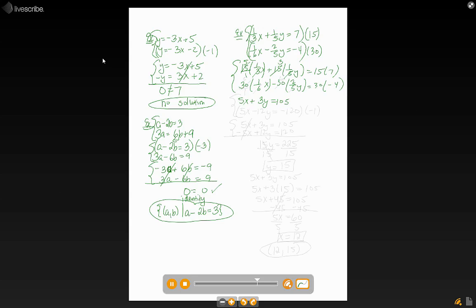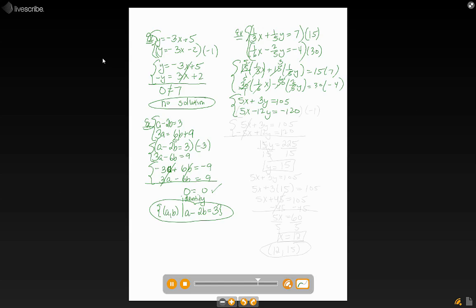For the second equation, again, remember 30 is upstairs. It cancels with what's downstairs. 6 goes into 30 5 times, I get 5x. 5 goes into 30 6 times. I get what? Minus 12y equals negative 120. All right. We're getting there.